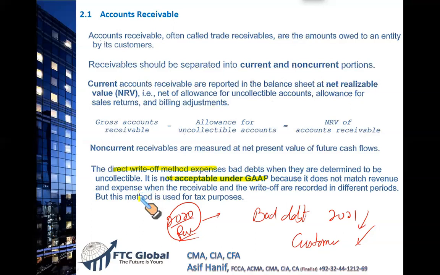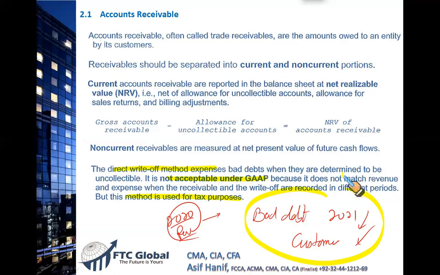This is what we do in tax reporting, for tax purposes. When the debt actually goes bad, only then do you write it off. For tax purposes, this is fine, because tax will consider it a valid expense when the customer actually goes bad. But in US GAAP, under IFRS, you are required to follow the matching principle.